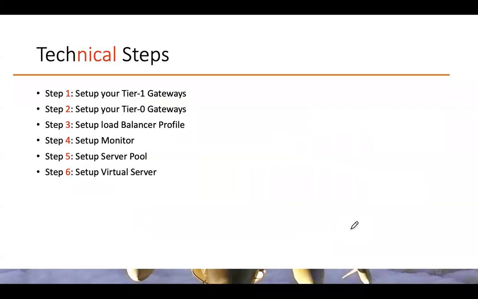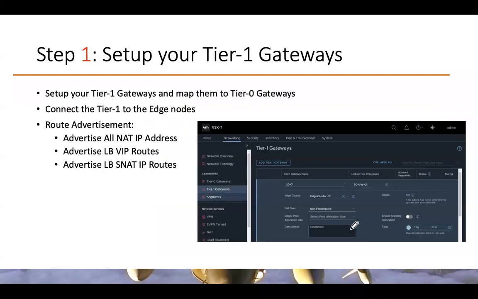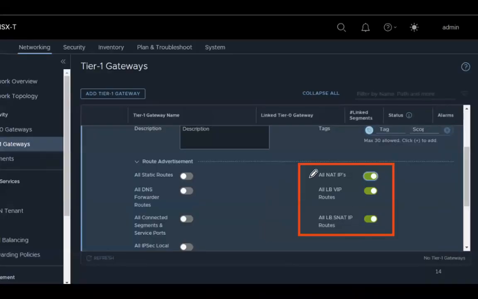We can set up load balancing in just 6 simple steps. The first step is to configure your tier 1 gateways, where we need to make sure that we advertise all NAT IP, LB IP, and the SNAT IP, as shown in this picture.